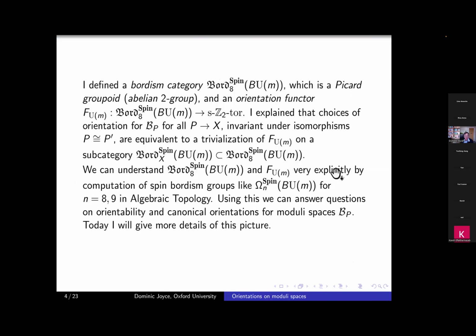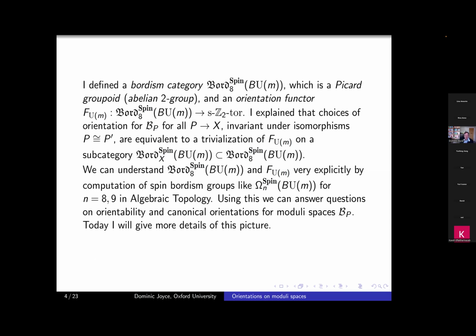So I defined what I call the bordism category. In this case, for U(m) bundles on 8-manifolds, it would be called Bord^8_spin of BU(m). This is a Picard groupoid, a kind of two-category version of an abelian group. And we also define an orientation functor, which is a symmetric monoidal functor from this bordism category to super Z2 torsors, which is also a Picard groupoid.